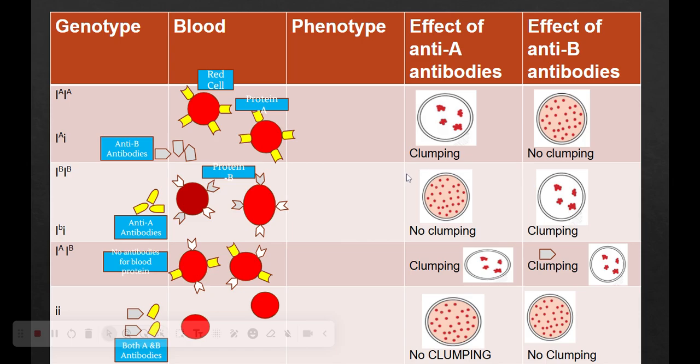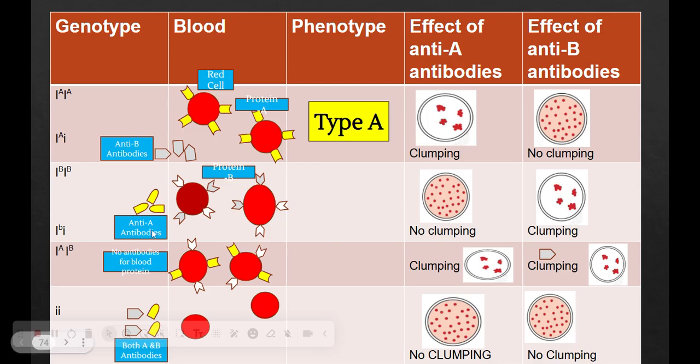So here's the status of how we look at the blood types. You have genotype I^A I^A, that's homozygous, or I^A i, that's heterozygous. In the blood, the red blood cells have protein A, or antigen A, on their surfaces, and there are anti-B antibodies in the plasma. Your phenotype would be type A blood. If you were exposed to anti-A antibodies, your blood would clump, and if you're exposed to anti-B antibodies, your blood wouldn't clump.